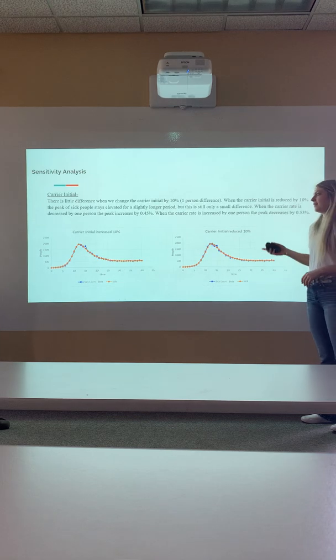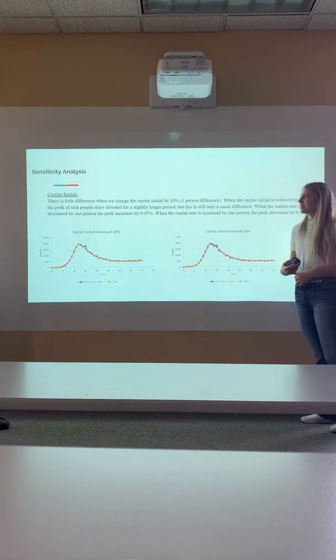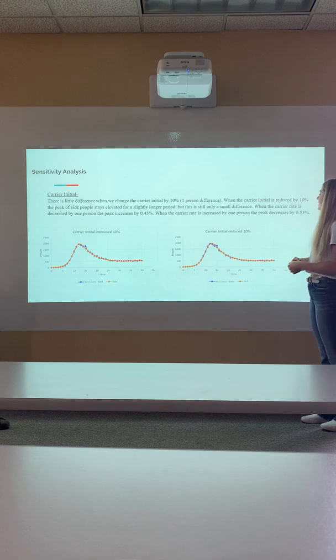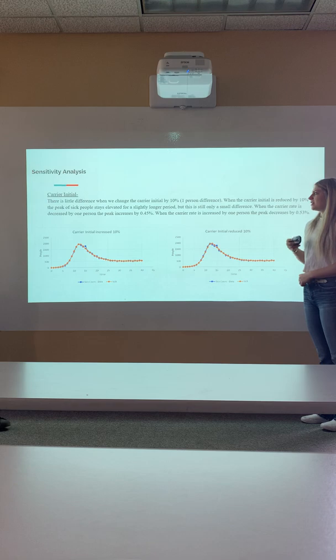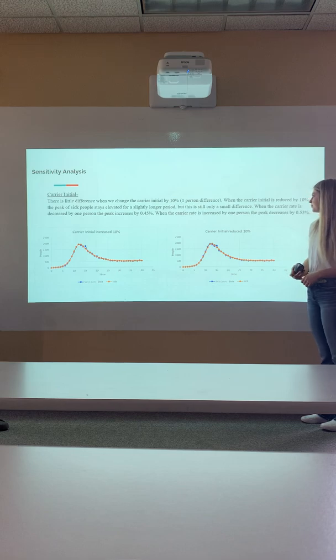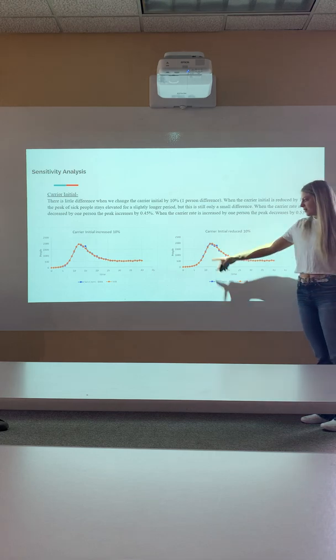Here we're comparing the initial number of carriers that we have in our data. This is a 10% change, but it's only resulting in a 1 person difference. When the initial carriers are lowered by 1 person, the peak of sick people stays elevated for a slightly longer period, but this is only a small difference. The peak increases by 0.45%. When increased by 1 person, the peak decreases by 0.53%, so barely any change at all.